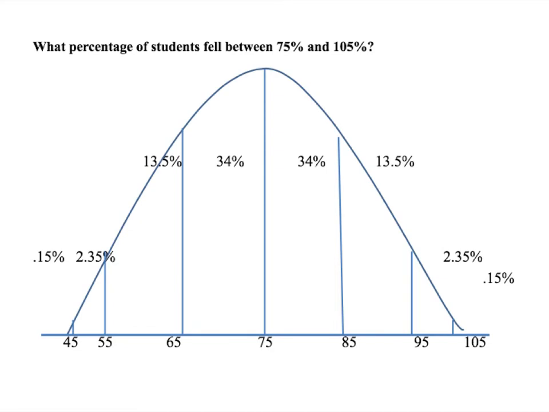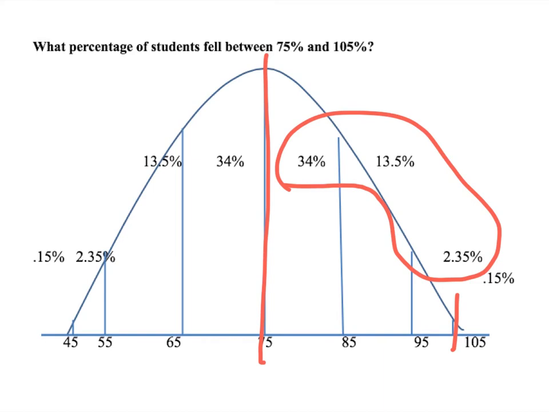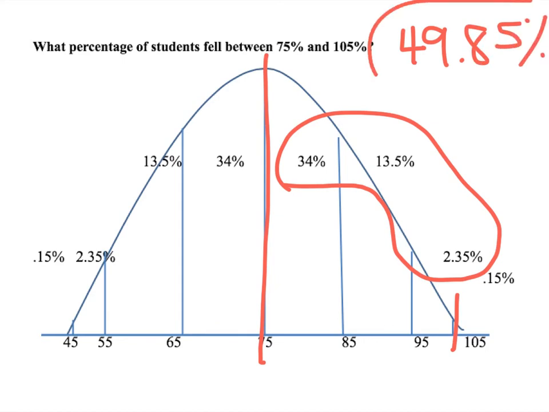What percentage of students fell between 75 and 105? That would be 34, 13.5, and 2.35. Those are the percentages between 75 and 105. If you add all those up, you would get 49.85% of students that took this quiz scored in that range.